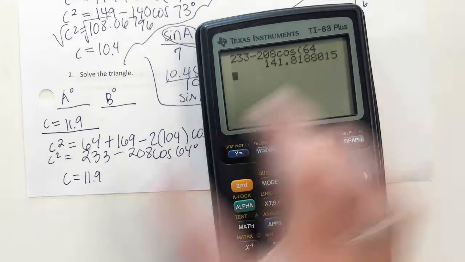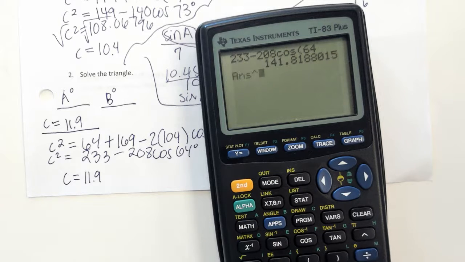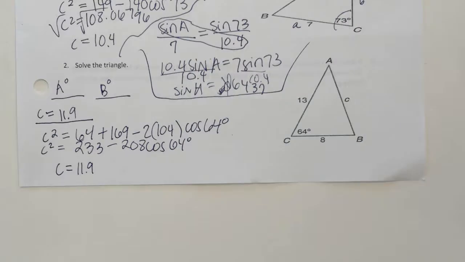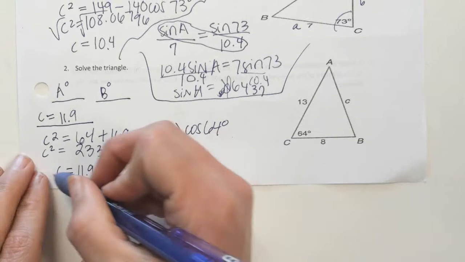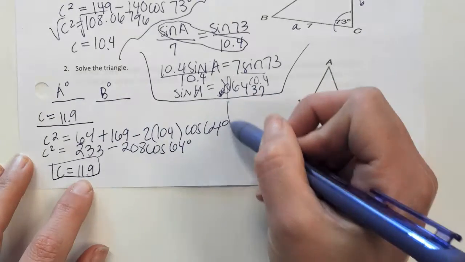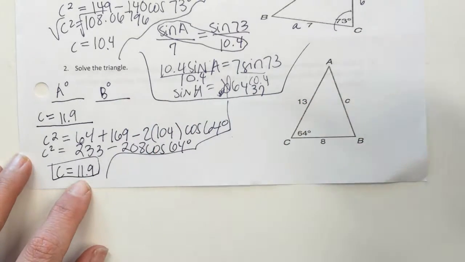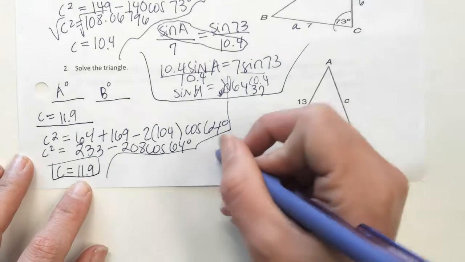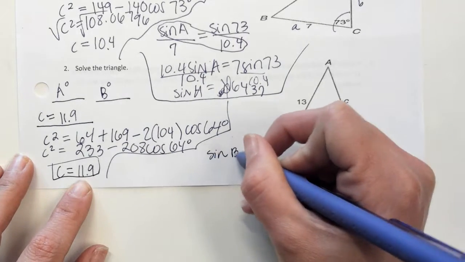Thanks, I see it. 233 minus 208 cosine 64. And then this is not our answer because we still have to take the square root, so I just raised it to the 0.5 power. Everybody good with that? Alright, next we're going to use what to find the angle, let's find angle B. We have to use what now? Law of sines, very good. So if we're finding angle B, we'll need sine of B degrees over what?